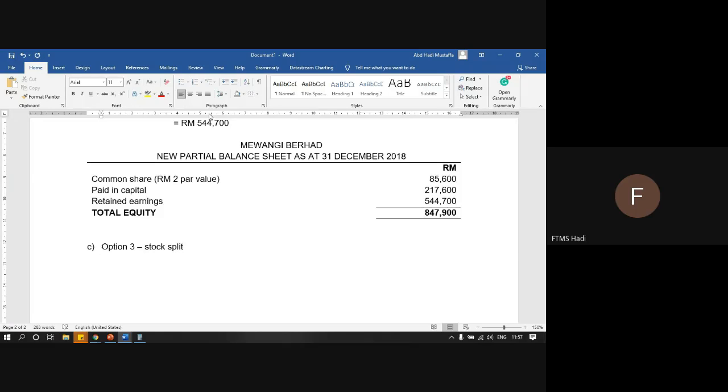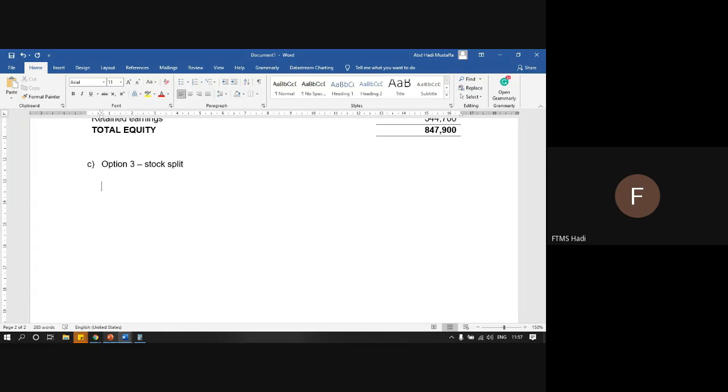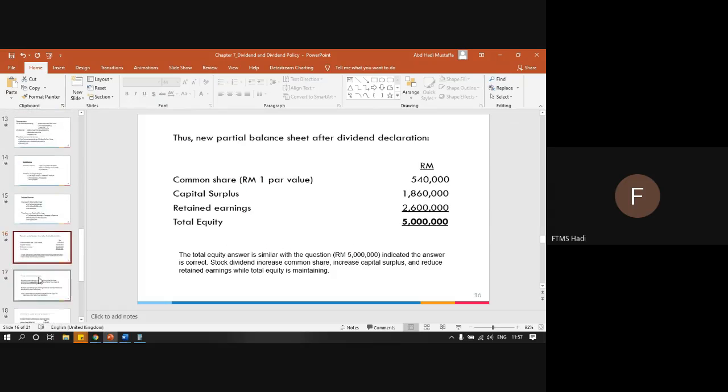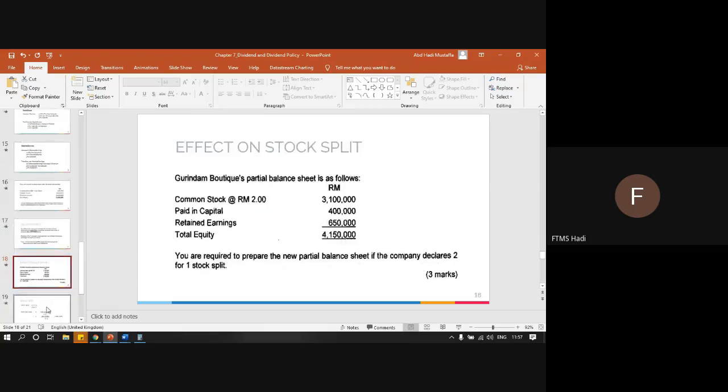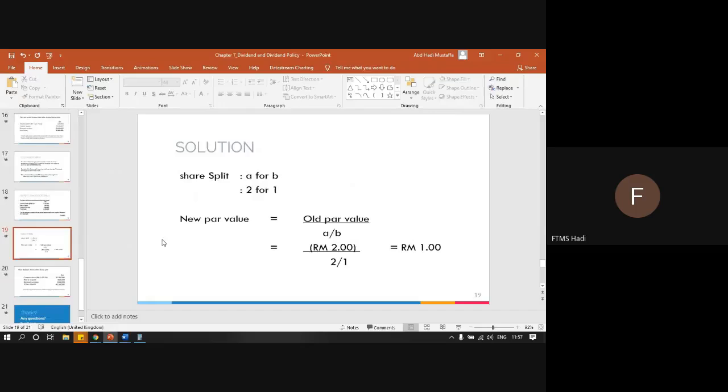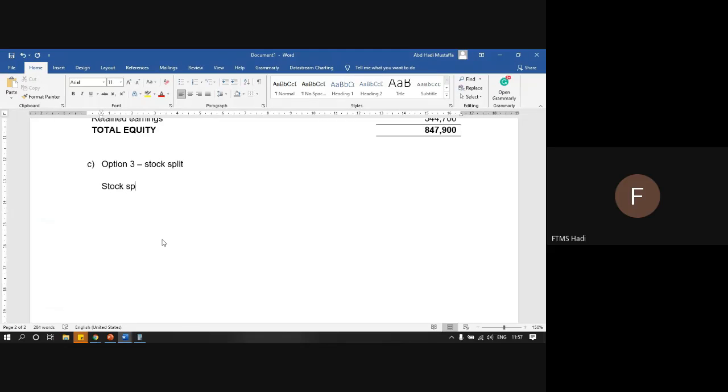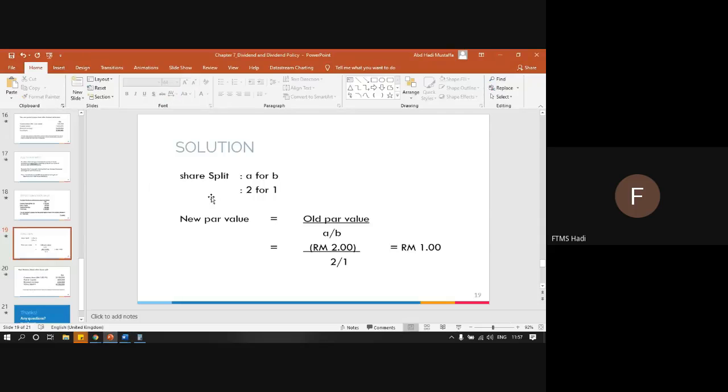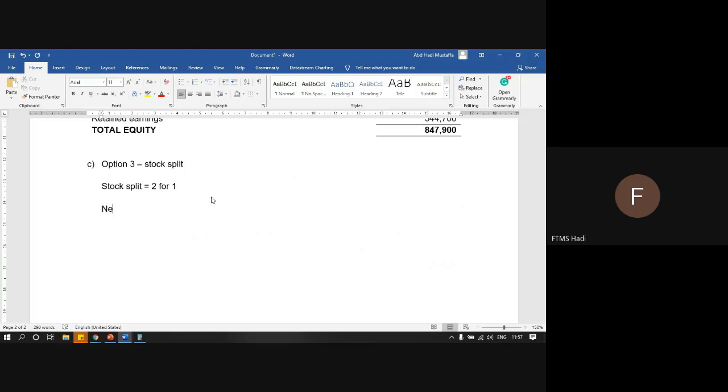Okay. All right. So the first step in calculating stock split is, okay, where's the stock split example? All right. Stock split 2-for-1. That means this one is A and one is B. A is on the left side, B on the right side. So the first thing you have to do is to find a new par value.